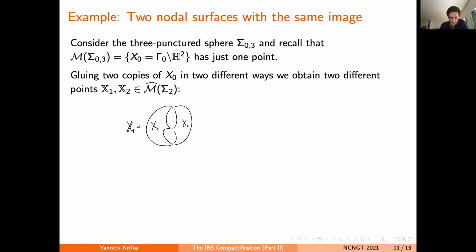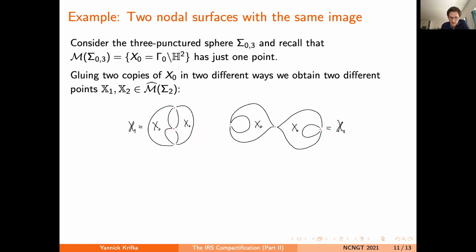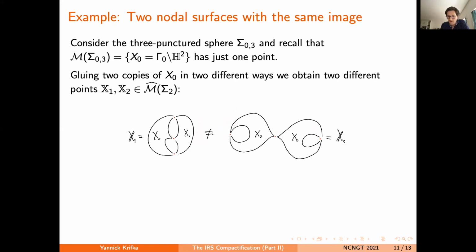How do I do this? The first nodal surface, x1, is obtained by gluing the punctures like this. So here we have the unique hyperbolic surface with three punctures. And here we have an isometric copy, and we glue their punctures as depicted in the picture here. And for the second surface, we again take two copies, but this time we glue them like this. And you can actually see that these are non-isomorphic nodal surfaces.